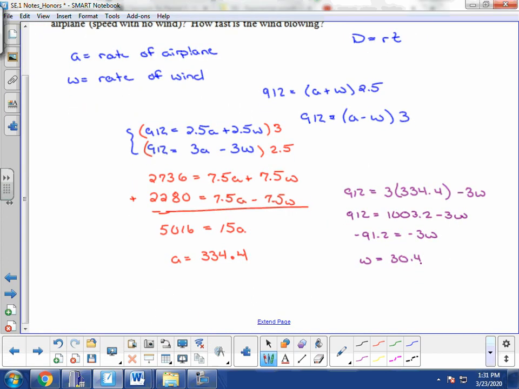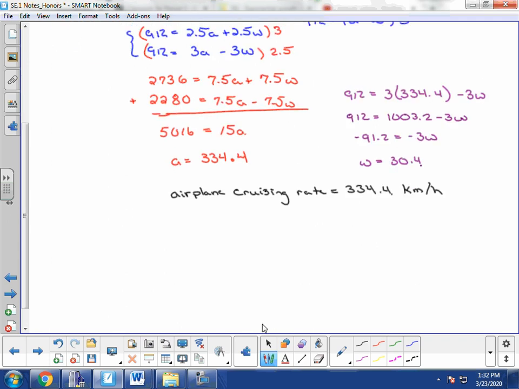I want to put those back into the context. So the two things that I was trying to figure out: the airplane cruising speed was A, so that was 334.4, and this was in kilometers per hour. Finally, the wind rate, or the rate at which the wind was blowing, was 30.4, and this was again in kilometers per hour. So there we have it.